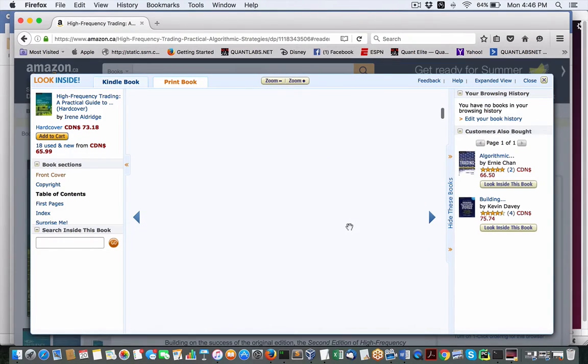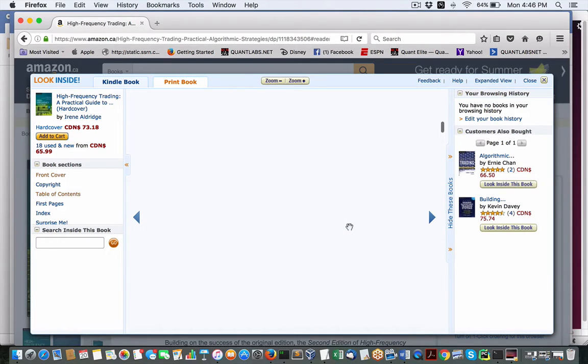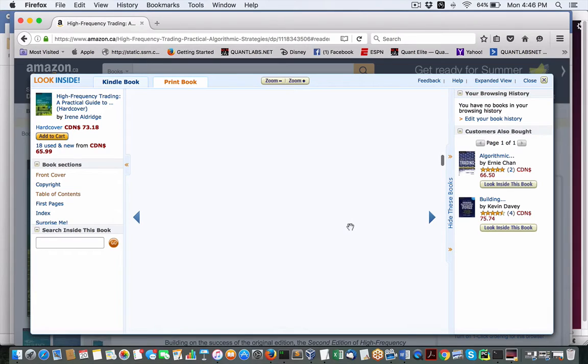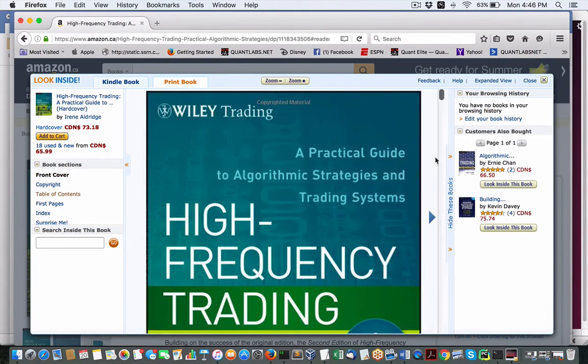So that's what I'm referring to here, and hopefully that'll help you out. Nice thing I like about this book is it covers all the major high frequency trading strategies and what scenarios you may want to use it. And like I said, take a look at this book. Hopefully it'll help you out.